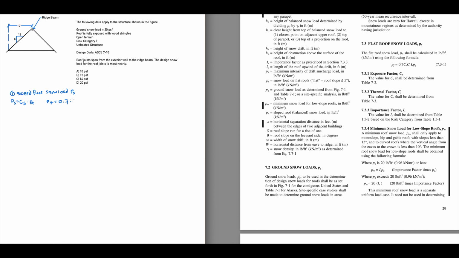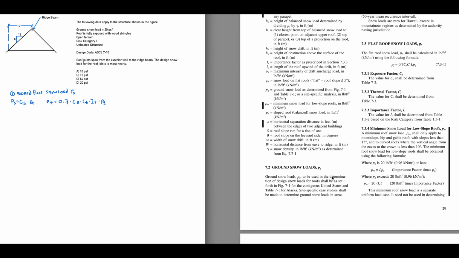0.7 times CE times CT times IS times PG. Okay, so we have the PG, the ground snow load, but we need to find the other variables. So let's start with CE, okay?